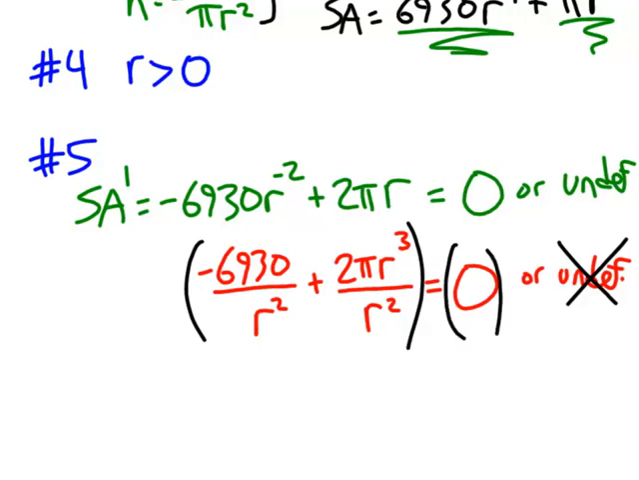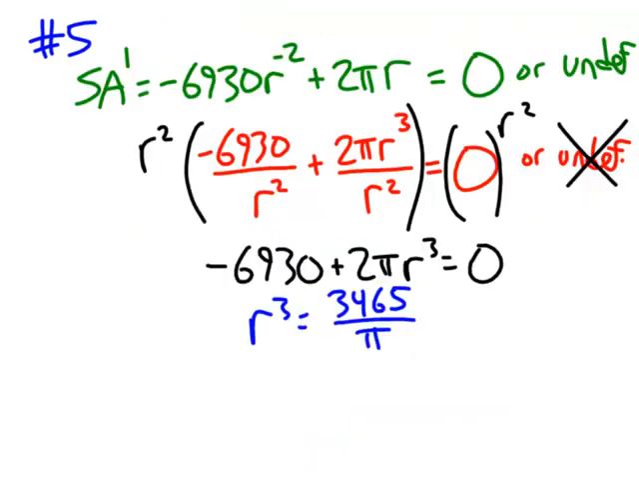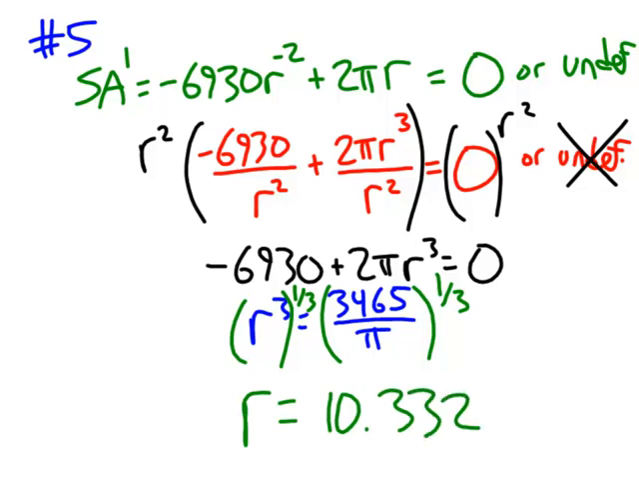Why don't we go ahead and multiply both sides by r squared here. And that will give me just negative 6930 plus 2 pi r cubed equals 0. And if I rearrange that, I can get r cubed equals 3465 over pi. Of course, pause if you need a moment to catch up. We'll raise both sides to the 1/3 power to get r by itself. And that will give us r equal 10.332. Since that's an approximation that I've used a calculator to get, I'll put approximately equal, and since I'm nearing my final answer, I'll go ahead and put the units in as I promised I would.